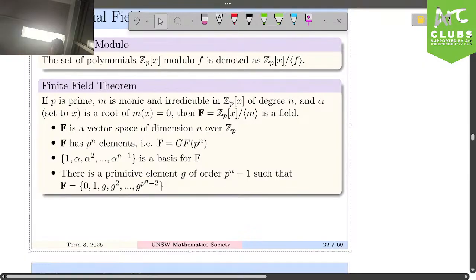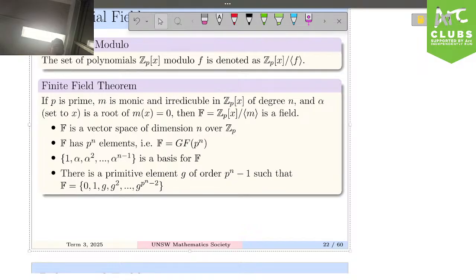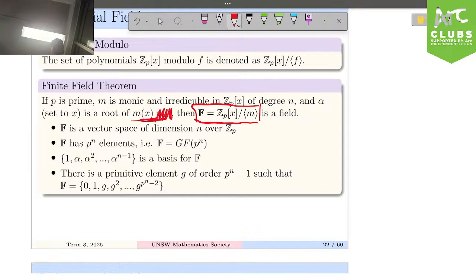Finite field theorem. All right. Big theorem time. This is the theorem for this part of the course. If P is prime, and M is monic and irreducible in ZP, so it can't be factored in ZP, and it's monic, of degree n, and alpha is a root of m(x), so m of alpha is equal to 0, then this guy is a field. This is a field, and it has certain properties.